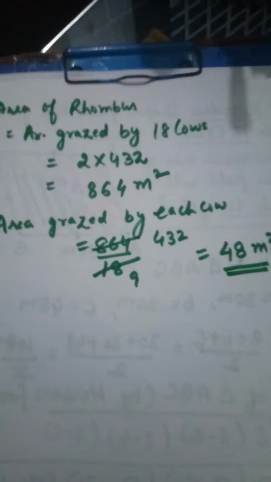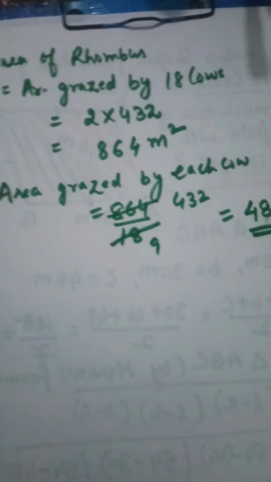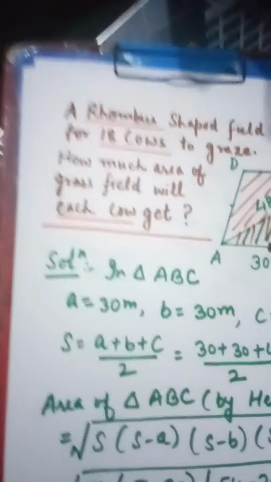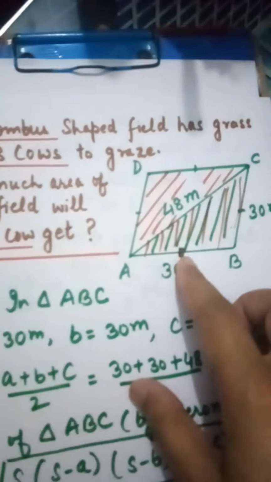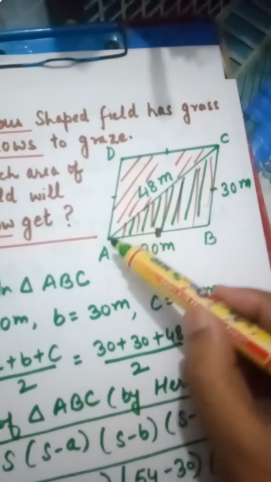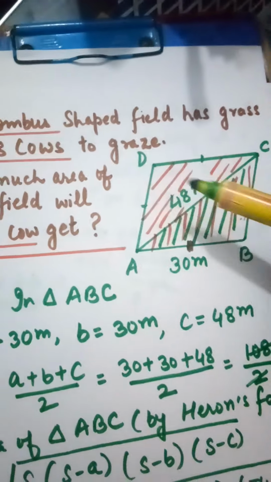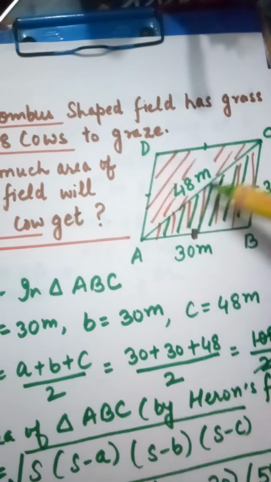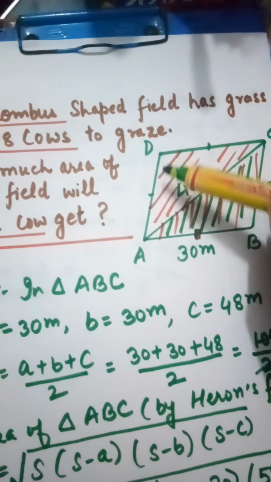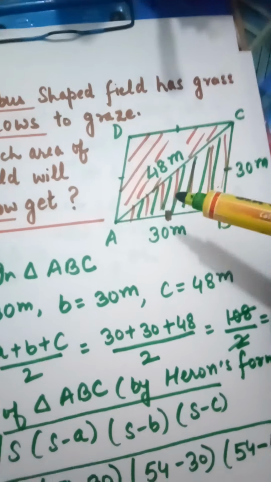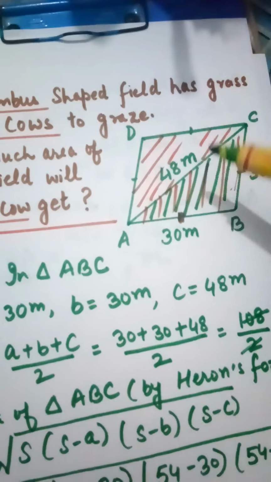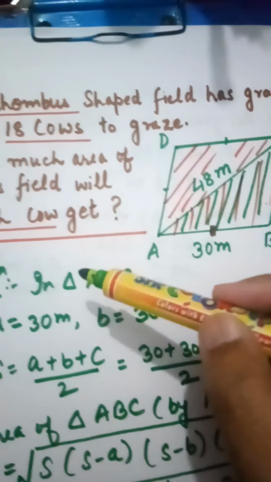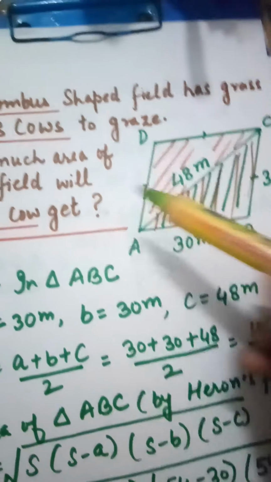I hope this is the answer for the question. So we are done. The problem was to find the area of the rhombus. For that, we are just finding the area of one triangle and doing the double of that, because the area of both the triangles will be the same, because the diagonal of the rhombus divides the whole figure into exactly two equal parts. So we find the area of one triangle and double it. That is the area grazed by 18 cows, and in order to find the area grazed by one cow, we will divide the whole answer by 18.